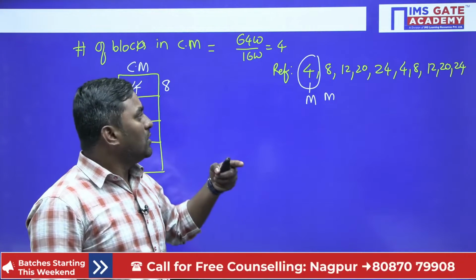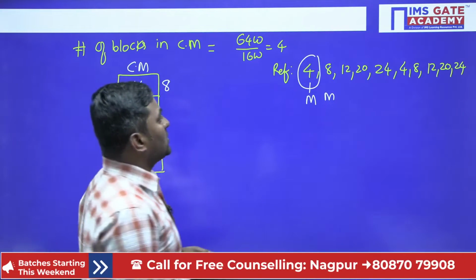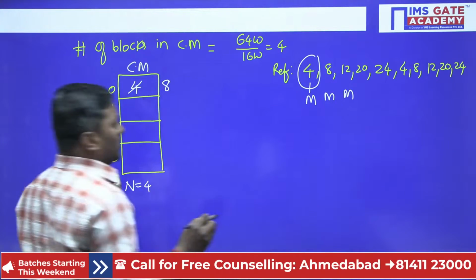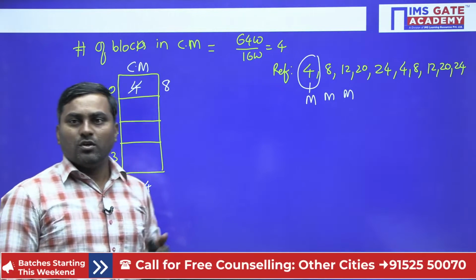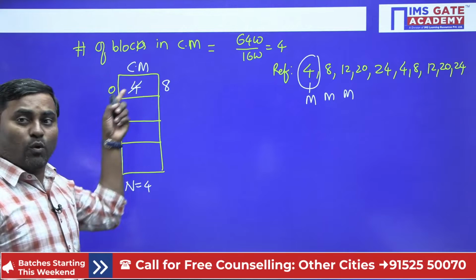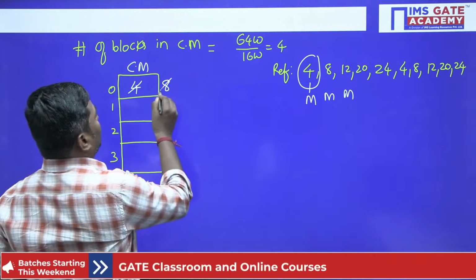After some time a reference is generated for the next block, that is 12. Is 12 there? No. Is 12 there in the cache memory? No, it is empty, so that is also a miss. So what to do? 12 modulo 4 is 0, which means again you forcefully need to remove the block 8 and place 12.